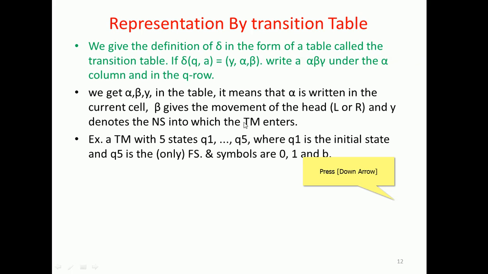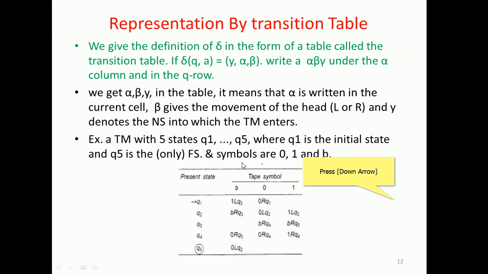Example: the Turing machine with 5 states, Q1, Q2, Q3, Q4, Q5. The 5 states are involved. For this specified problem, Q1 is the initial state and Q5 is the final state. The symbols 0, 1, B are going to be considered here. So here we have the transition table to represent the Turing machine.